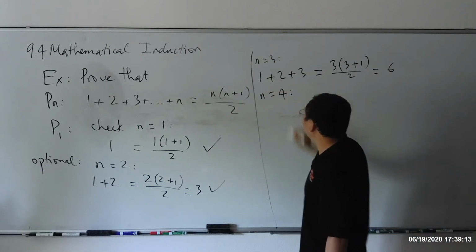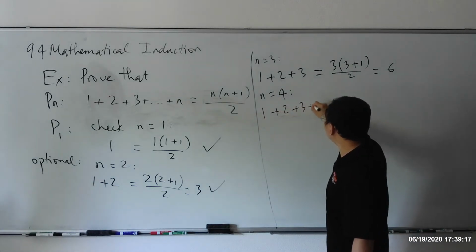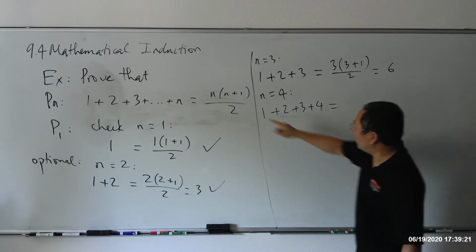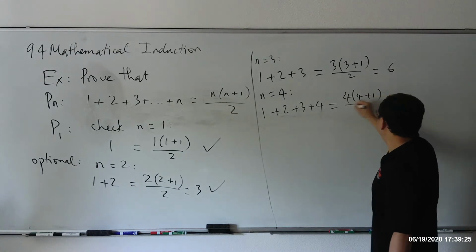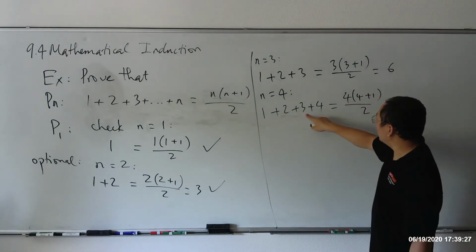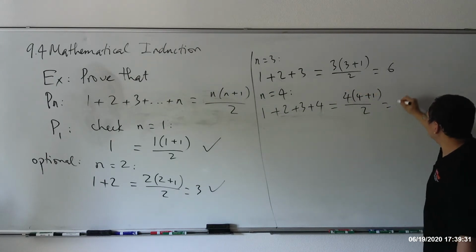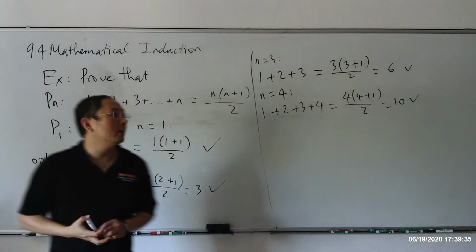How about n equal to 4? On the left I got 1 plus 2 plus 3 plus 4. What about the right-hand side? With n equal to 4, we get 4 times (4 plus 1) over 2. 1 plus 2 plus 3 is 6, plus 4 is 10, right? And 5 times 4 is 20, divided by 2 is 10. They're all correct.